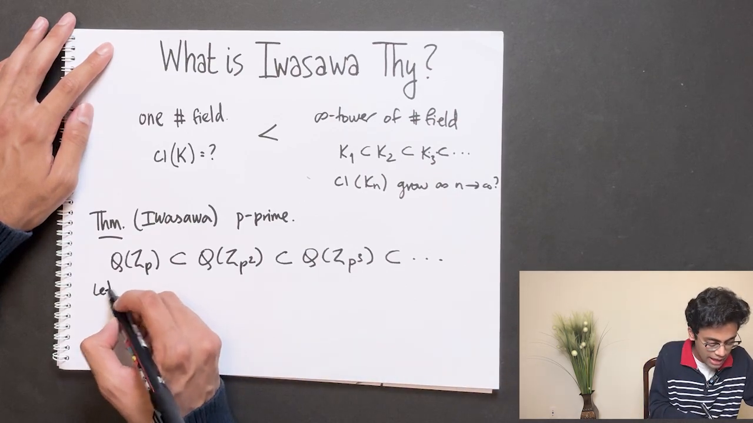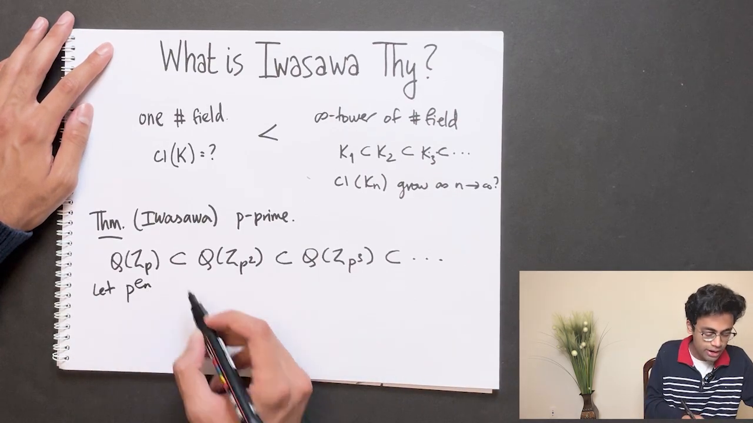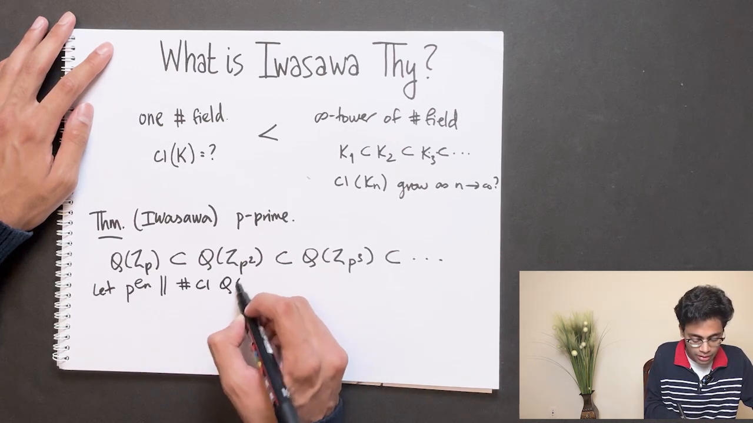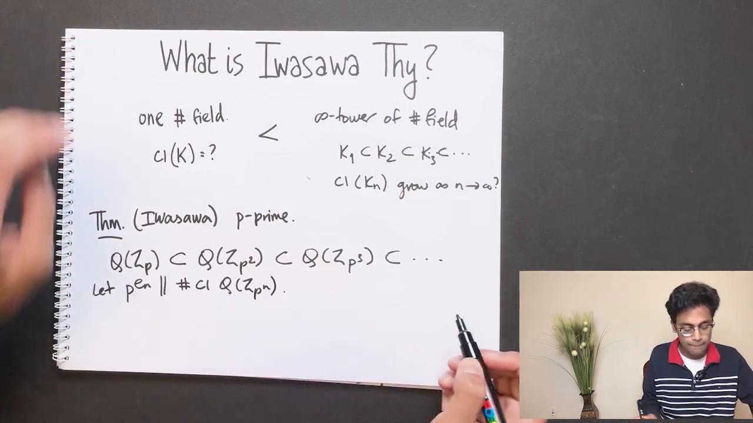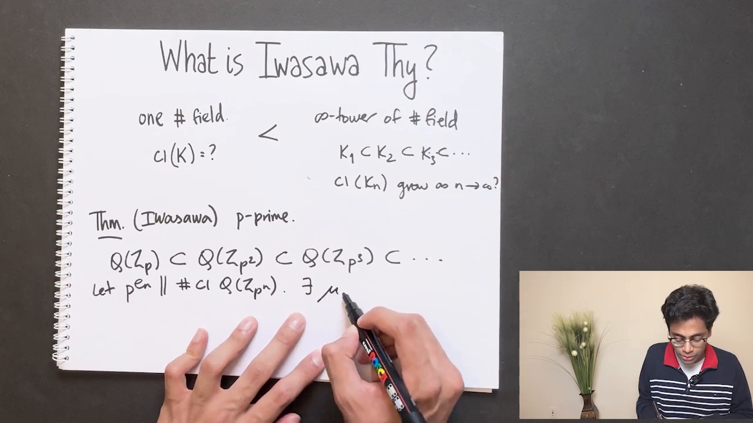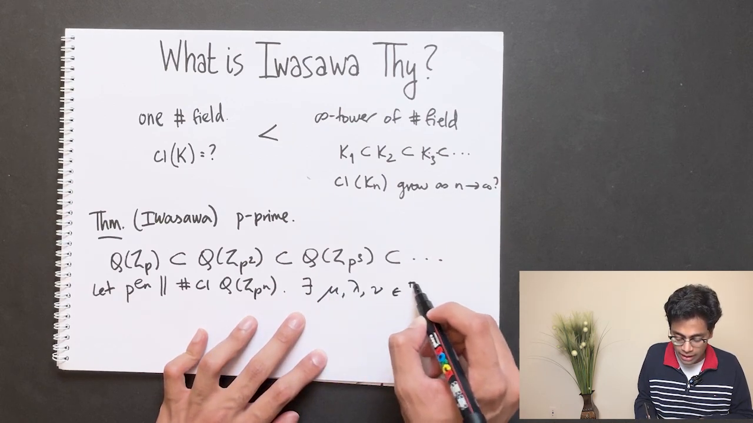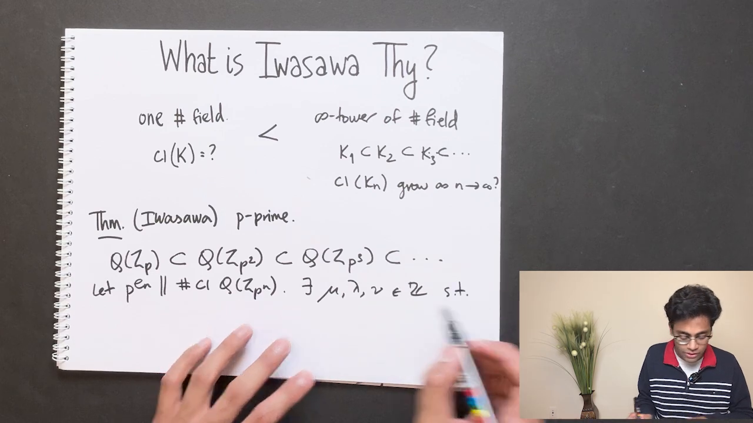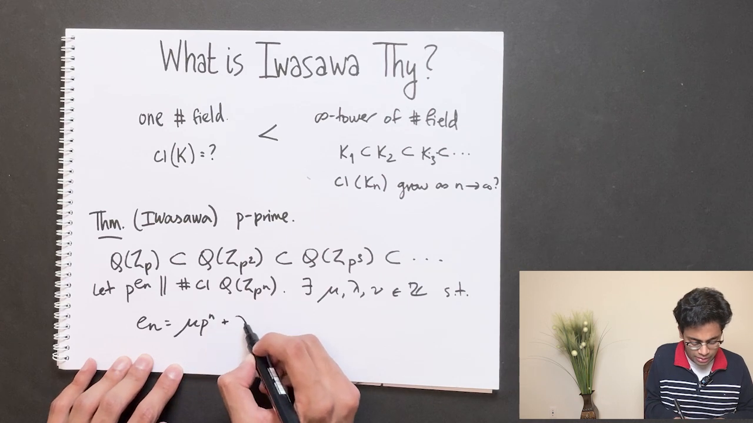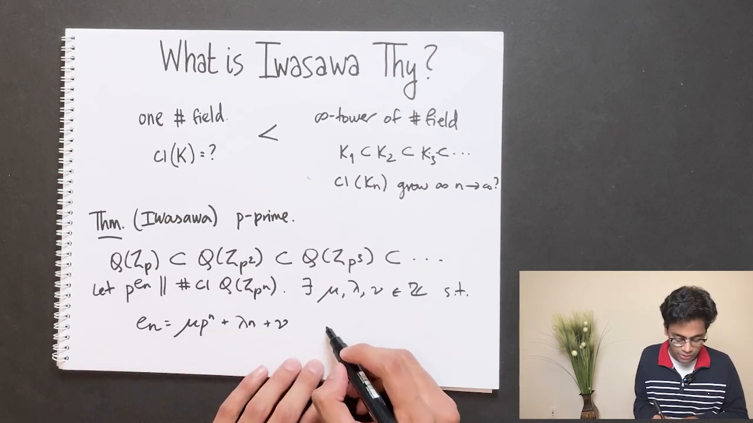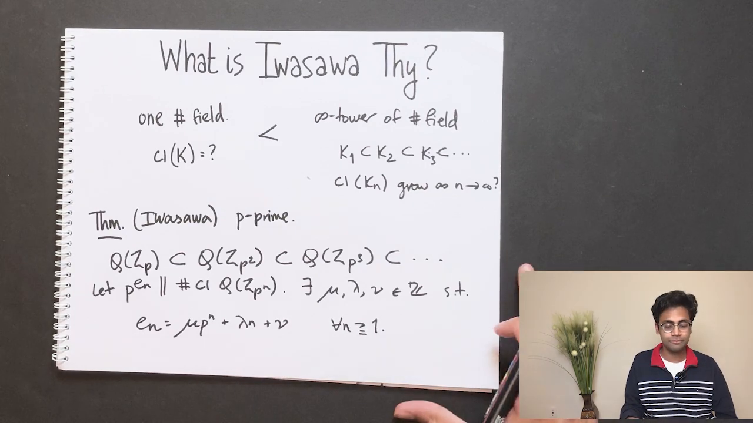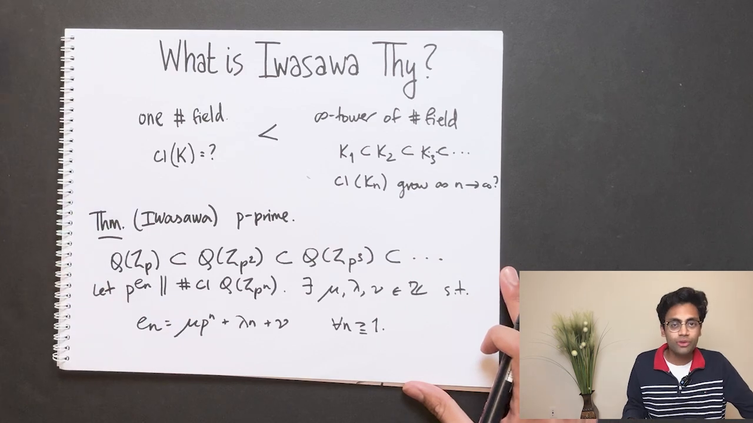We're going to let p to the e_n be the exact power of p dividing the class number of Q(zeta_p^n). The theorem says there exist integers mu, lambda, and nu such that e_n equals mu p^n plus lambda n plus nu for all n large. So this is what this theorem says.